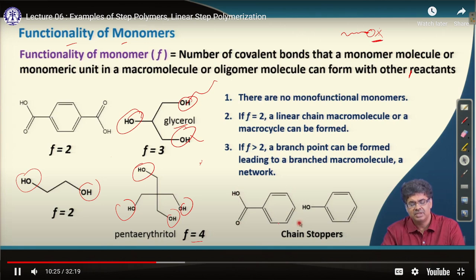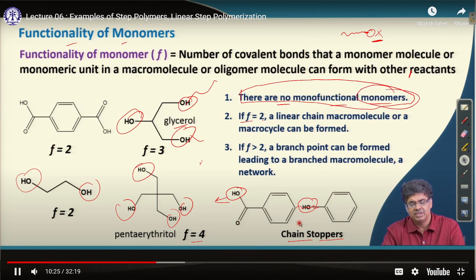So examples are given here. Only one functional group, so it will react from this side. Stop. Now no reaction will happen. Similarly, it will react from this side. Now no reaction will happen. So these molecules are called chain stoppers. There are no monofunctional monomers. If any organic compound contains only one functional group, it is called a stopper. It will not be called a monomer.